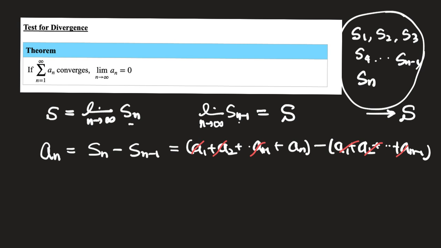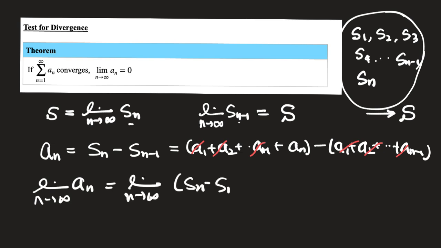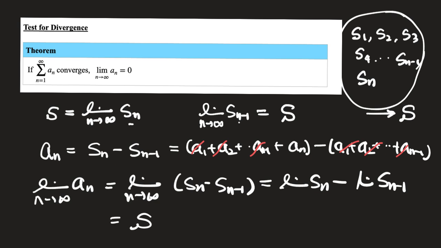Now, let's take the limit of this sequence. The limit as n approaches infinity of S_n minus S_{n-1} is the limit of S_n minus the limit of S_{n-1}. This is S minus S, which is 0. So here is a very important thing: if the series converges, then the sequence a_n converges to 0. Okay, that you have to remember.